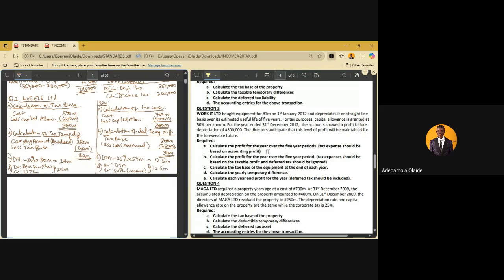Okay, so let's quickly look at question 3. Question 3, what do we have? We have Workit Limited bought equipment for 1 million on 1st January 2012, and they depreciate it on a straight line basis over an estimated useful life of 5 years. For tax purposes, capital allowance is granted at 50% per annum.